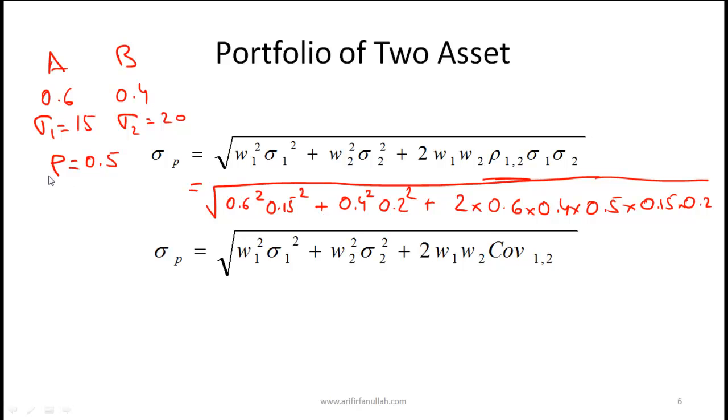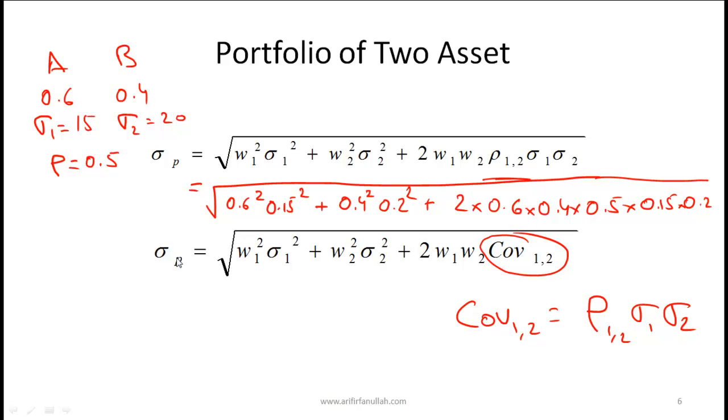Notice that if instead of this you were given the covariance, then you can still solve the problem. Why? Because given the equation I showed you on the earlier slide, the covariance between 1 and 2 is simply equal to the correlation between 1 and 2 times sigma 1 sigma 2. So given this relationship, it doesn't matter whether you are given the covariance or the correlation, you can still find the standard deviation of the portfolio.